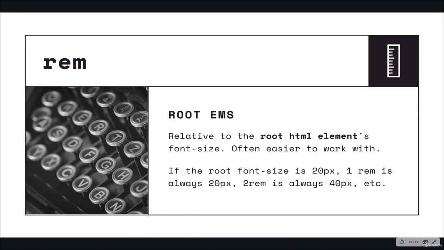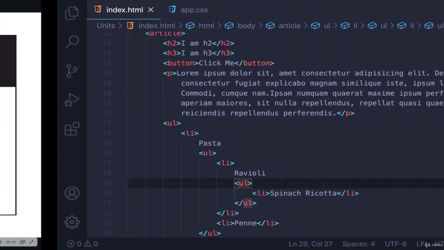So rems or root ems are similar, except rather than deriving the font size from the parent element, they derive the font size from the root HTML element's font size. So it's relative to this one font size for the entire document. So if your root HTML element has a font size of 20 pixels, one rem is always 20 pixels no matter where you are in the document, no matter what you're nested inside of. So I'll show you how this could work.